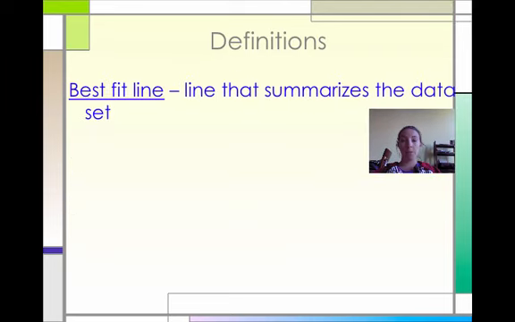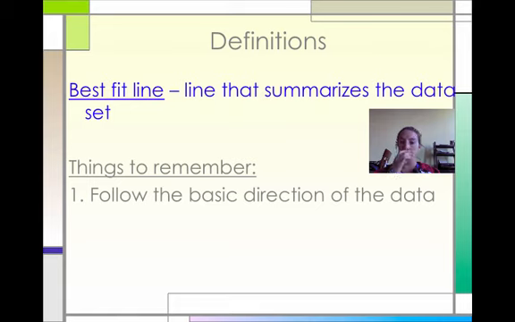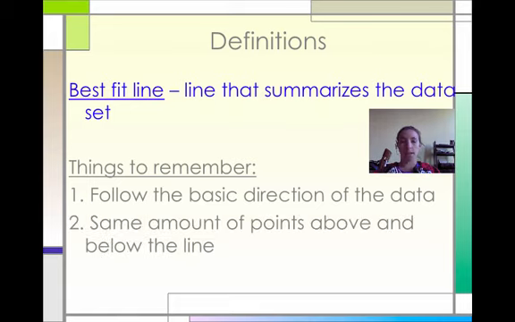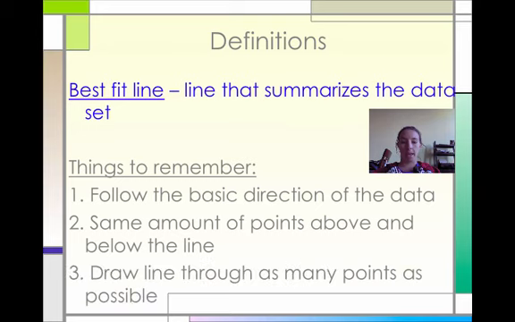All right, and then we're going to do really quick here a line of best fit. It's a line that summarizes the data set. So it's just a way for us to see if it's going up or going down. You don't need to write this part down. Just follow the basic direction of the data, use the same amount of points above and below the line, and draw a line through as many points as possible.